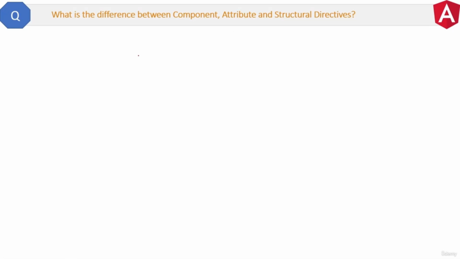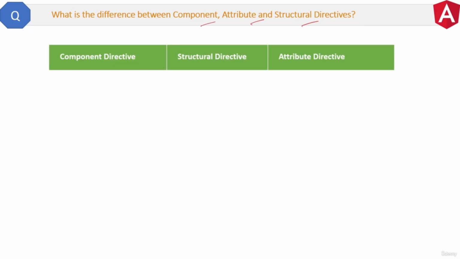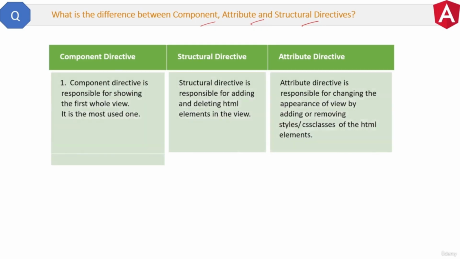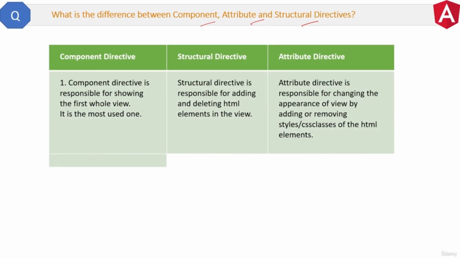Now let's do a recap of directives with the differences question, because differences are the favorite questions of interviewers. What is the difference between component, attribute and structural directives? Let's see the first difference. The first difference is that the component directive is responsible for showing the first view of the component. It is the most used one.